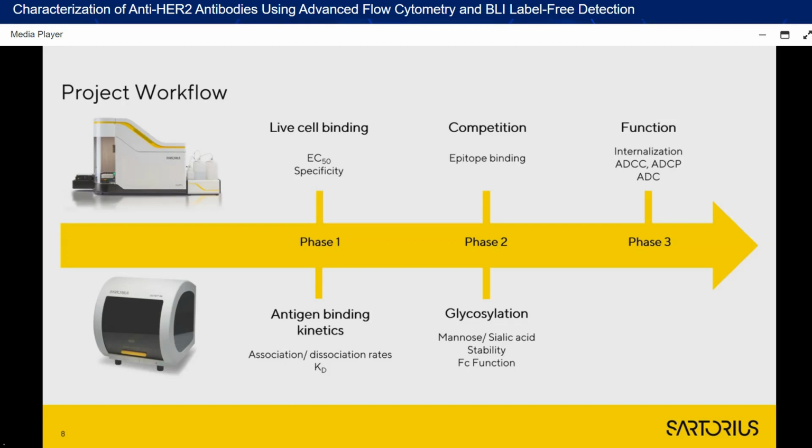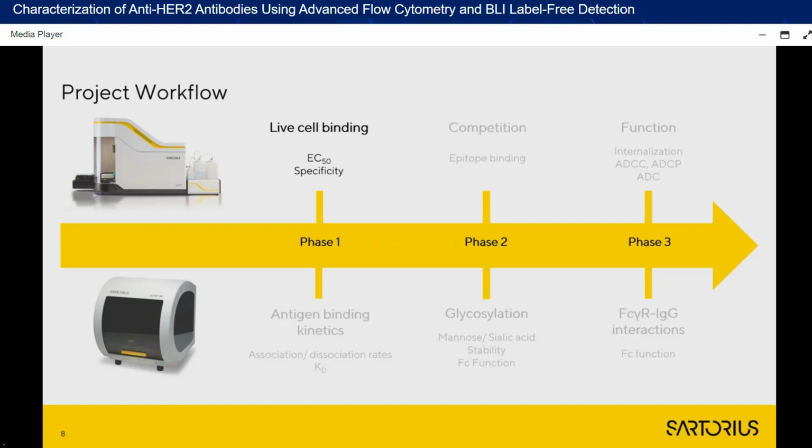Then in phase 3 on the iQue, we took a deeper dive into the function of the antibodies by using the cell-based assays and the associated iQue kits for measuring antibody internalization, ADCC, ADCP, and then also to explore that ADC activity of the Kadcyla. We then also looked at Fc gamma receptor interactions on the Octet. So obviously this gives a good indication of potential Fc function.